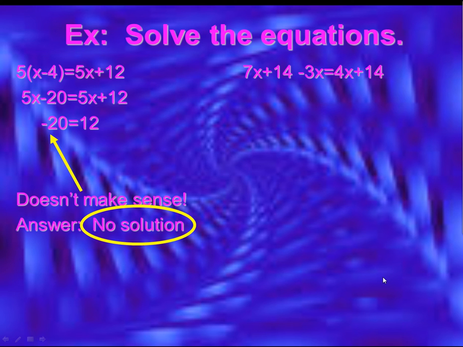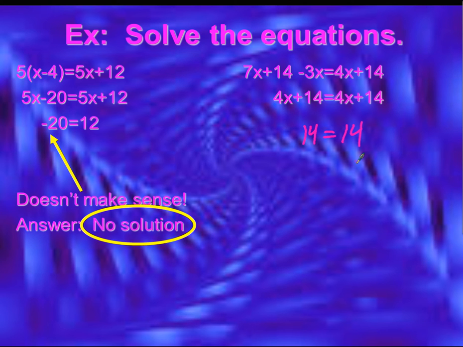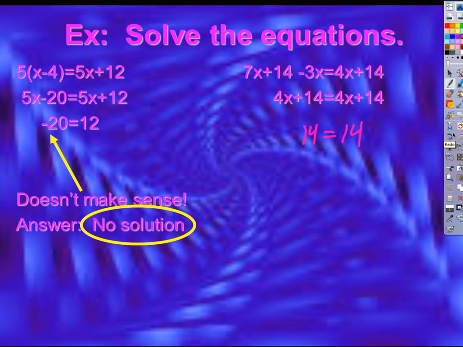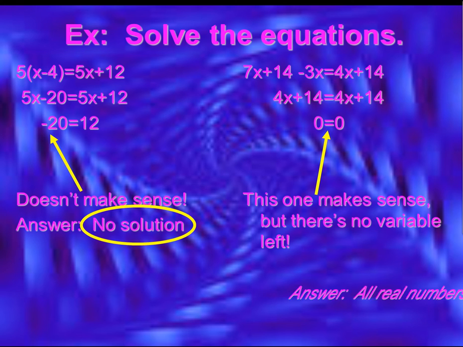Okay, now look at this other example that's sort of like that. If I combine like terms, 7x minus 3x is 4x plus 14 equals 4x plus 14. Well, what if I subtract 4x from both sides? I get 14 equals 14. That's always true, right? If I subtract 14 from both sides, I just get 0 equals 0. That's also always true. If I get an answer that's always true, how many values of x do you suppose are going to work? All of them. Doesn't matter. Every value of x. All real numbers. There are infinitely many answers.